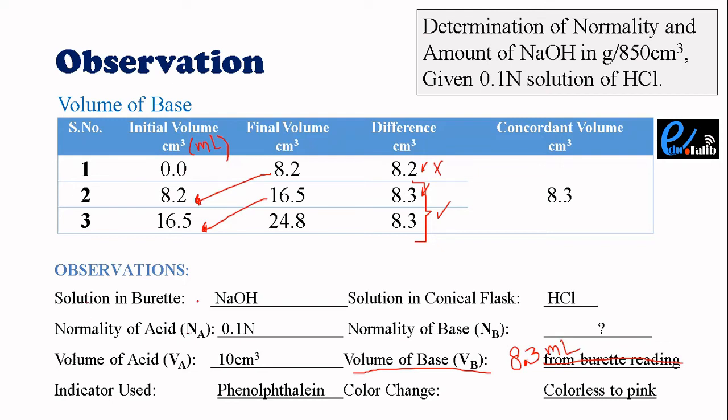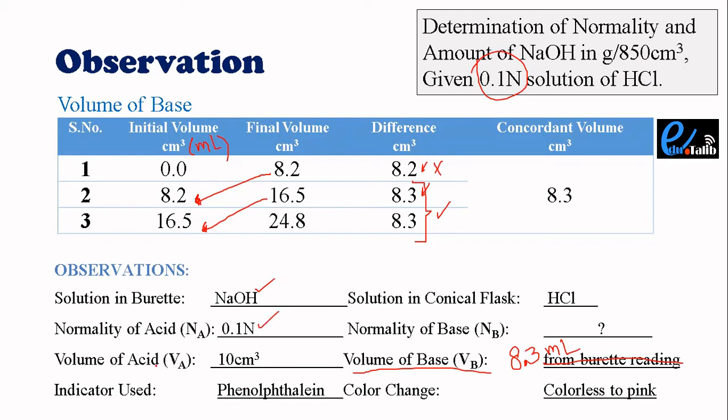Now, the solution in the burette, as we have discussed, is the strong base, that is NaOH. The normality of the acid, Na, is 0.1 N. Where does it come from? It is given in the object. This is the given 0.1 N solution of HCl. So I'm copying it from the object.